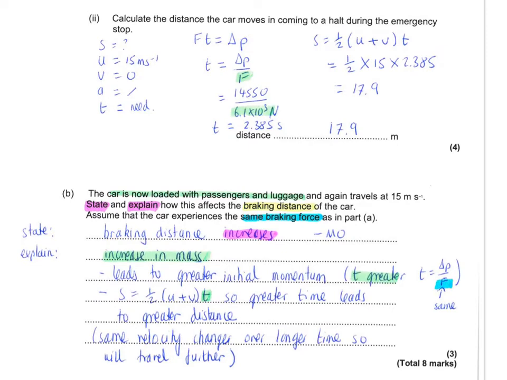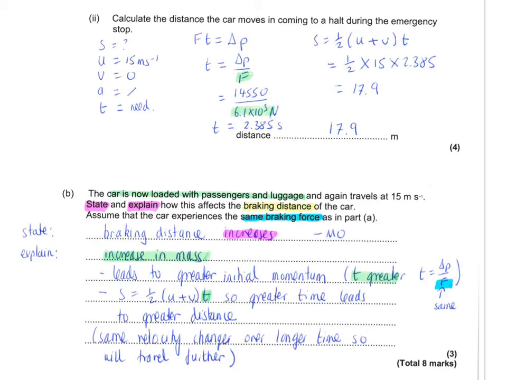Finally, we are now told that the car is loaded with passengers and luggage. Again, it travels at 15 metres per second. You are required to state and explain how this loading of the car affects the braking distance. And you can assume that the braking force remains the same. Notice there are 3 marks allocated to this answer.